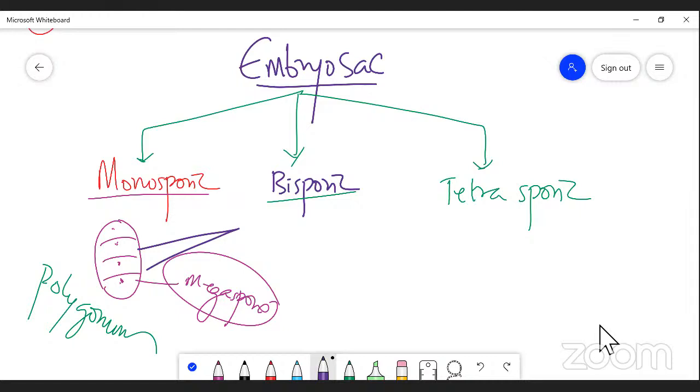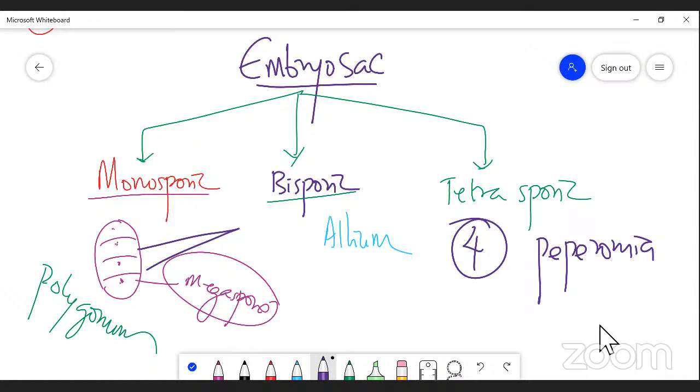When 2 megaspore cells are involved, that is called bisporic. Bisporic is observed in the Allium type. The last category is tetraspory. Tetraspory is the development of the female gametophyte or embryo sac from 4 cells. During meiotic cell division, a megaspore mother cell produces 4 cells. When all these 4 cells are involved in the development of the embryo sac, such a condition is said to be tetraspory. It is found in the Peperomia family.